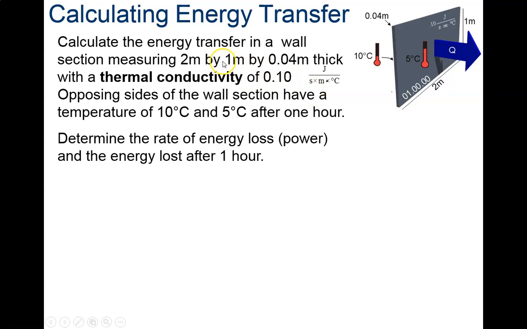So here we want to calculate the rate of thermal energy transfer of a wall that's 2 meters by 1 meter by 0.04 meters thick. The wall has a thermal conductivity, or K, of 0.1. Now look at the units on that. It's joules and seconds and meters and degrees C. So we want our lengths and thicknesses in meters, which they are, and we want our temperatures in degrees C, which they are. If there's 10 degrees C on one side of the wall and 5 degrees C on the other, figure out how much energy was lost after an hour.